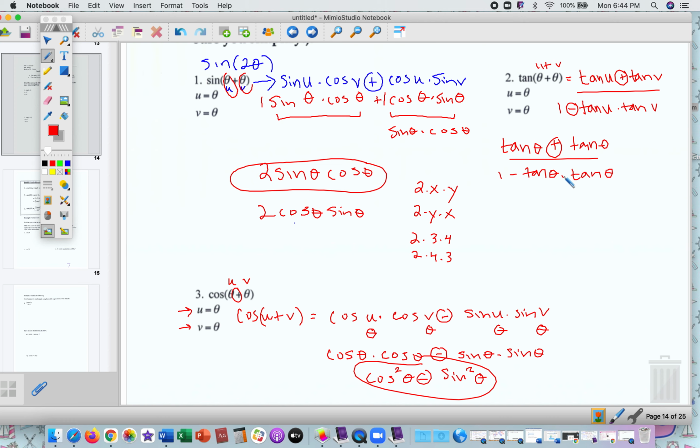So we'll have on top 1 tan theta plus another tan theta is 2 tan thetas in the numerator. In the denominator, we have 1 minus tan times tan is tan squared theta.